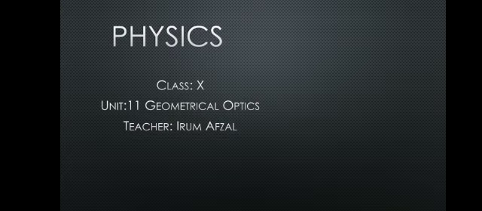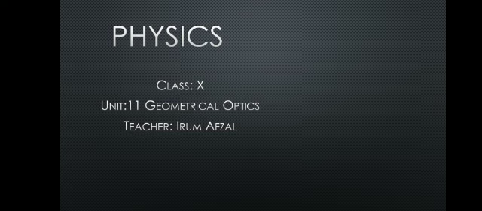I am your physics teacher Iram. We are going to start unit number 11, Geometrical Optics today. Optics mainly deals with light. In this chapter we have to discuss the behavior of light such as reflection, refraction and total internal reflection. And we will also discuss some optical instruments, the working principle of those instruments, and how light is used to cast the image of different substances, different objects in different instruments.